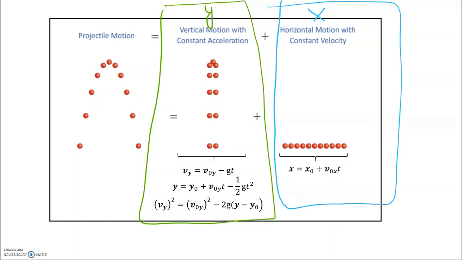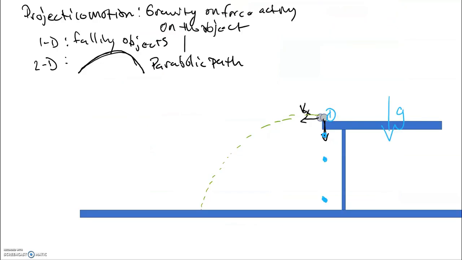For projectile motion, there is no acceleration in the X direction. And this is key. Remember what our definition was of what projectile motion is. Projectile motion means that gravity is the only force acting on the object. That means we only have acceleration in the Y direction as a result of gravity. No other forces are acting.